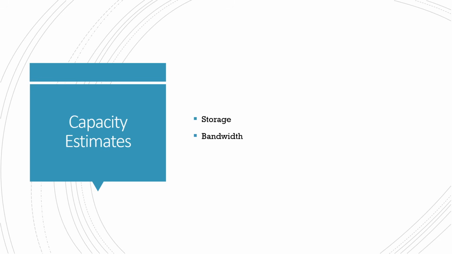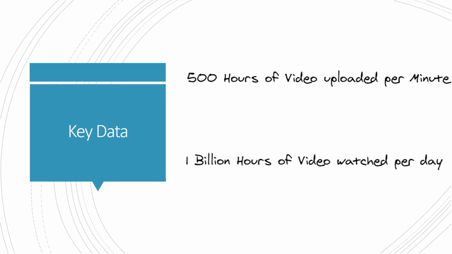Now that we have our requirements for the project defined, we're going to want to make some basic capacity estimates. If you're proposing a project at your company, you want to be able to give a rough estimate to your boss or whoever of how much resources you're going to need. So in this case, for a video app like YouTube, the big factors are going to be storage and bandwidth.